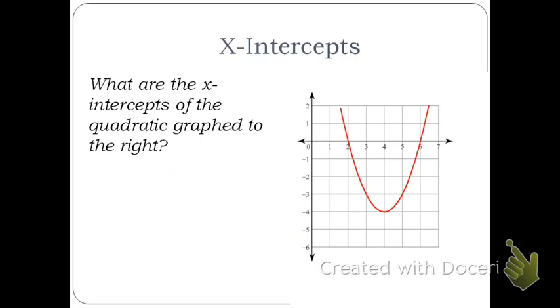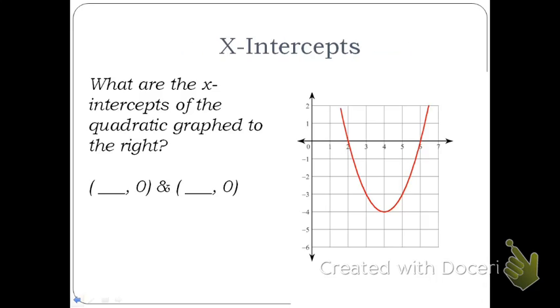What are the x-intercepts of the quadratic graph to the right? I see it crossing at positive 2 and at positive 5. So your x-intercepts, when y is equal to 0, are at, oops, put that back. Okay, so here is one of your x-intercepts at positive 2, and your other one is right here at positive 6.